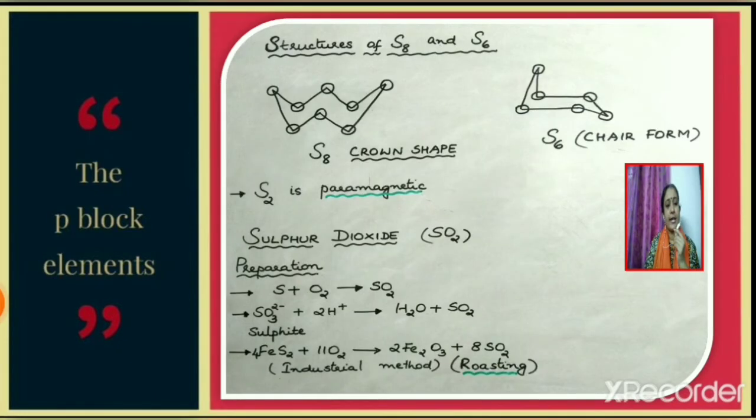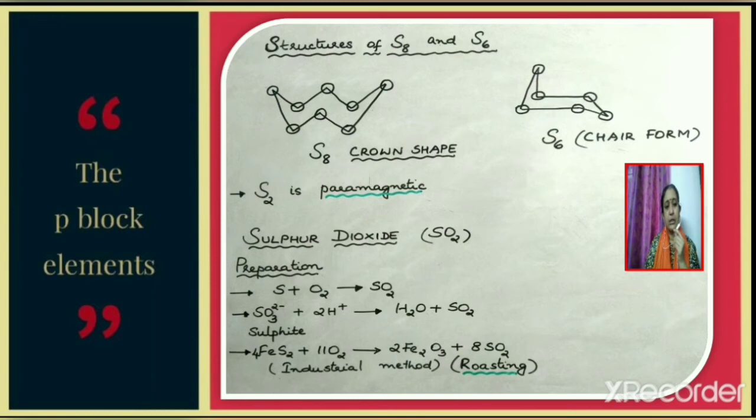Structures of S8 and S6. S8 is crown shaped whereas S6 exists in chair form. Sulfur molecule S2 is paramagnetic. It is due to the presence of two unpaired electrons in the pi star antibonding molecular orbitals. Let us now discuss sulfur dioxide, SO2.